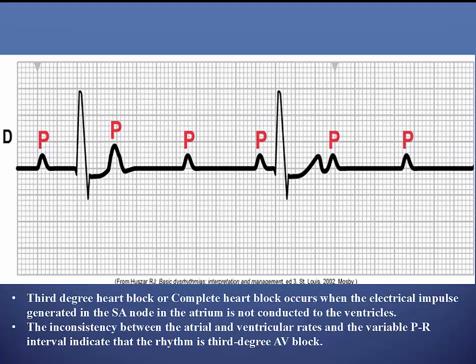Third degree heart block or complete heart block occurs when the electrical impulse generated in the SA node in the atrium is not conducted to the ventricles. The inconsistency between the atrial and ventricular rates and the variable PR interval indicate that the rhythm is a third degree AV block.